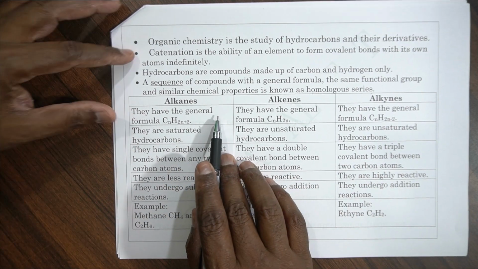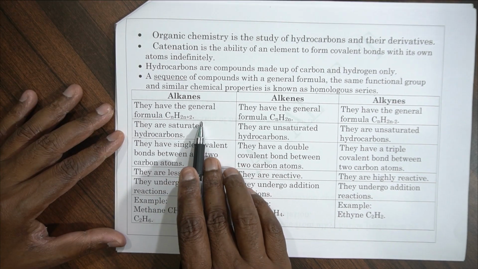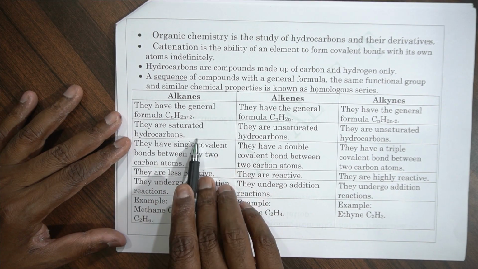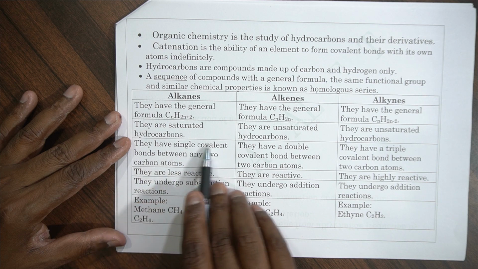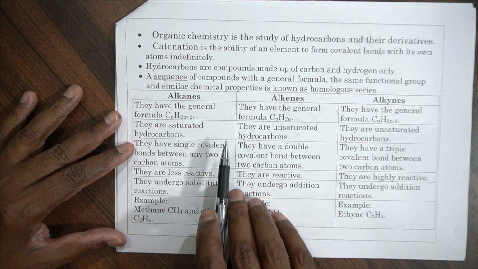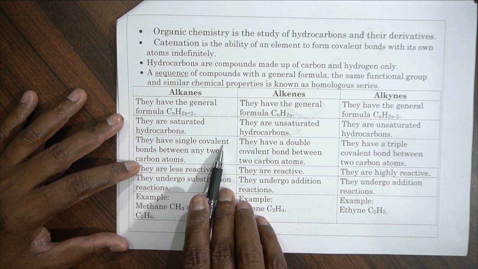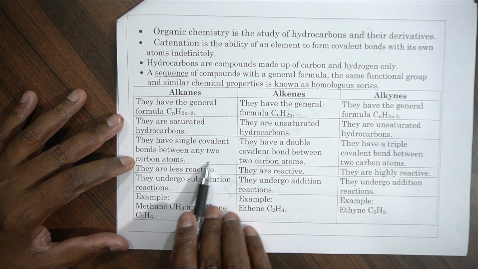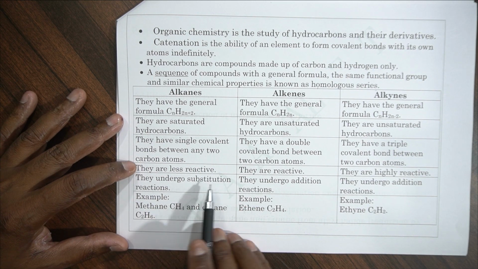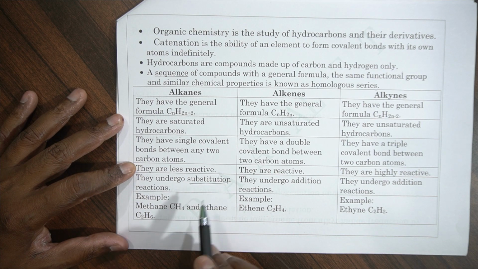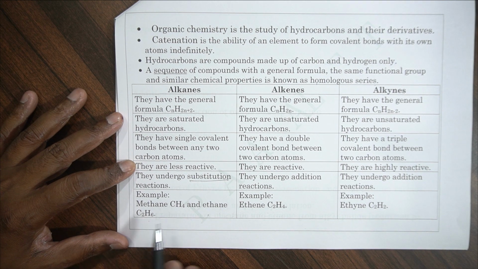Now what are alkanes? They have the general formula CnH2n+2. They are saturated hydrocarbons because they have sufficient number of hydrogen atoms to satisfy the valences of carbon. They have single covalent bond between 2 carbon atoms. They are less reactive. They undergo substitution reaction. And examples are here, methane and ethane.